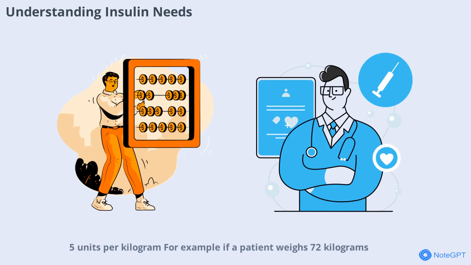For example, if a patient weighs 72 kilograms, the calculation would be 72 times 0.5, resulting in a total daily dose of about 36 units. This estimate serves as a starting point and can be adjusted as needed for each person's response and lifestyle.